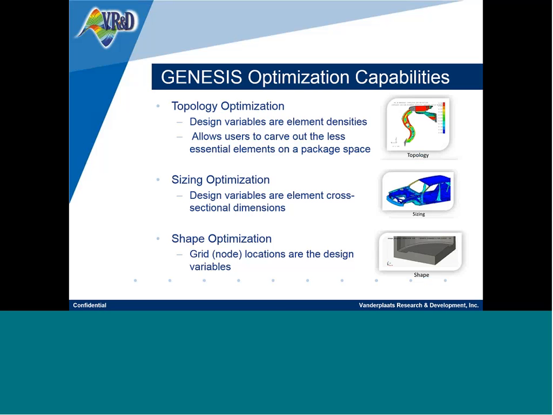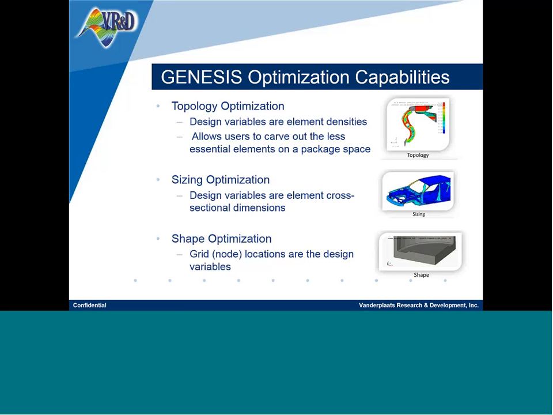Genesis pretty much covers everything in the linear regime as far as analysis is concerned. It is a fully integrated analysis and optimization tool. As far as optimization is concerned, you can do topology optimization, which determines where you want to keep material and where you want to take out. You can do sizing, where any real property in your finite element model can be optimized.